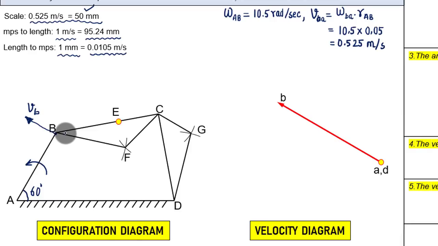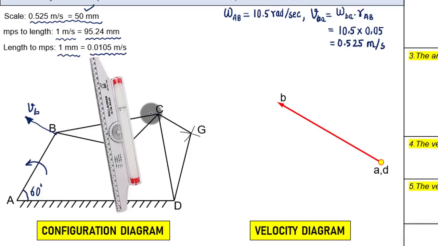This is nothing but the velocity of point B. Now we want to locate point C. Again the same thing: keep your roller scale perpendicular to this BC, something like this. So we are locating C with respect to B. Roll it until you reach here.